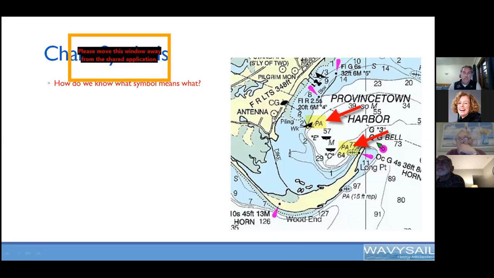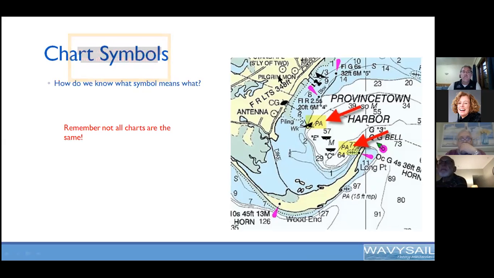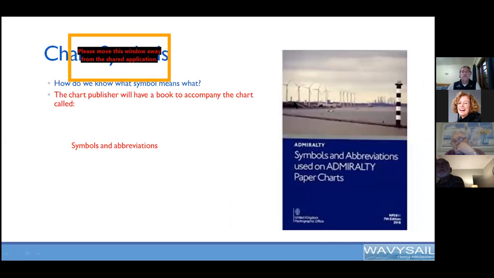Remember, I said that these charts are published by government authorities all around the world. Not everybody uses the same symbols. Okay? They're not all the same. I mean, I can't imagine seeing a South African chart that says DIKE like that. But it'll be on it, it'll be in the right place to find out. So we find out each chart publisher will have a symbols and abbreviation.